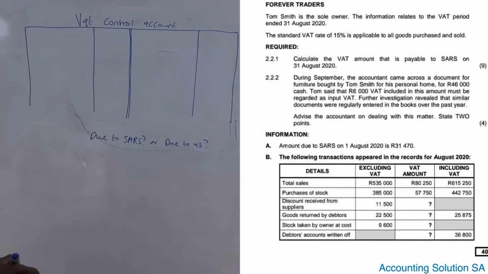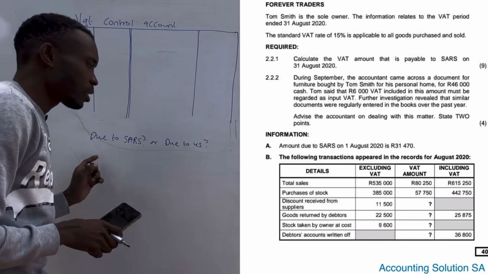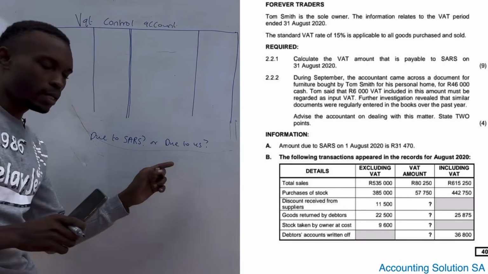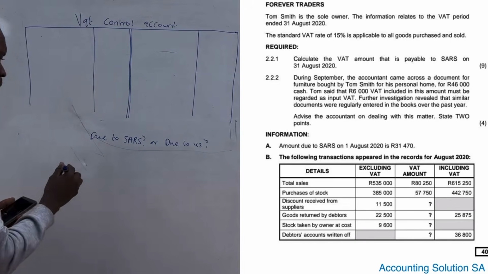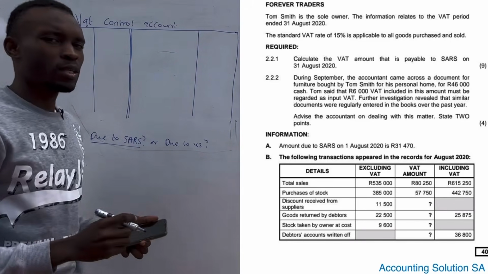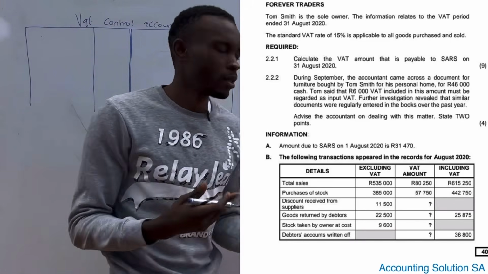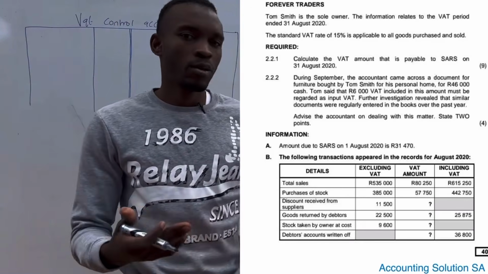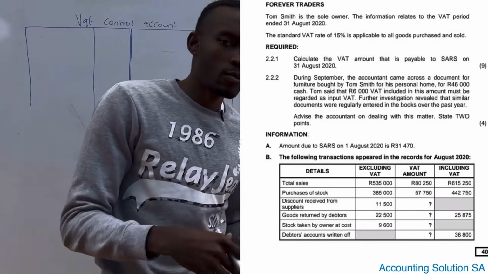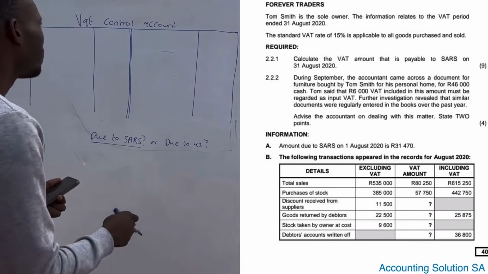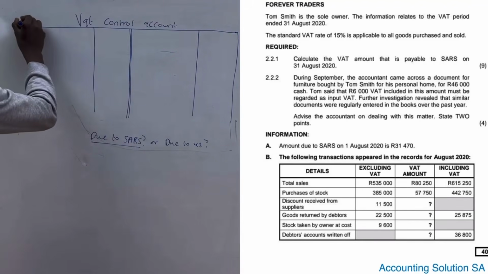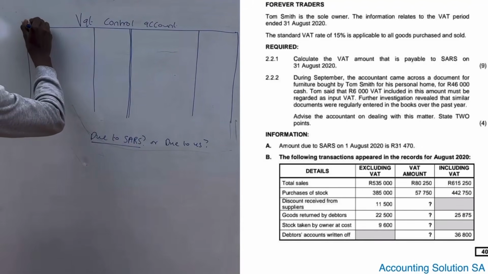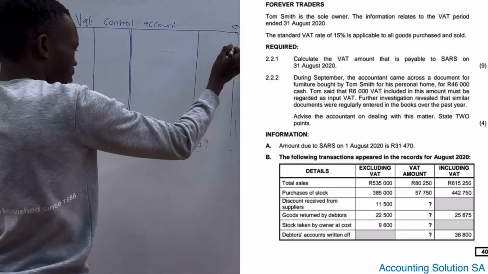When we calculate a VAT control account, we must be able to answer this by the end of the lesson. Okay, now what is due to SARS? Due to SARS means that we owe SARS some cash. Due to us simply means that SARS owes us. We have to get a refund. Okay, now the VAT control account has a debit side as well as a credit side.